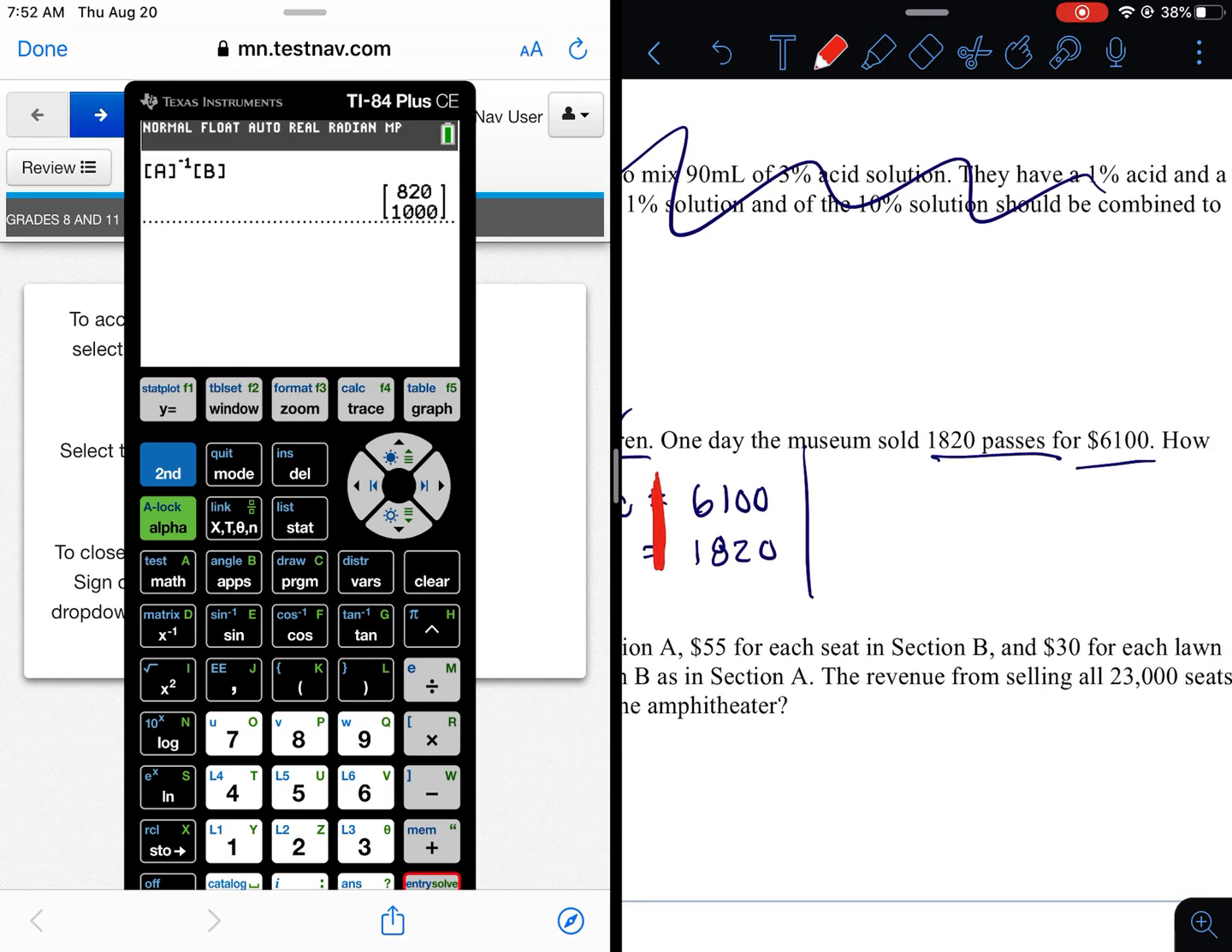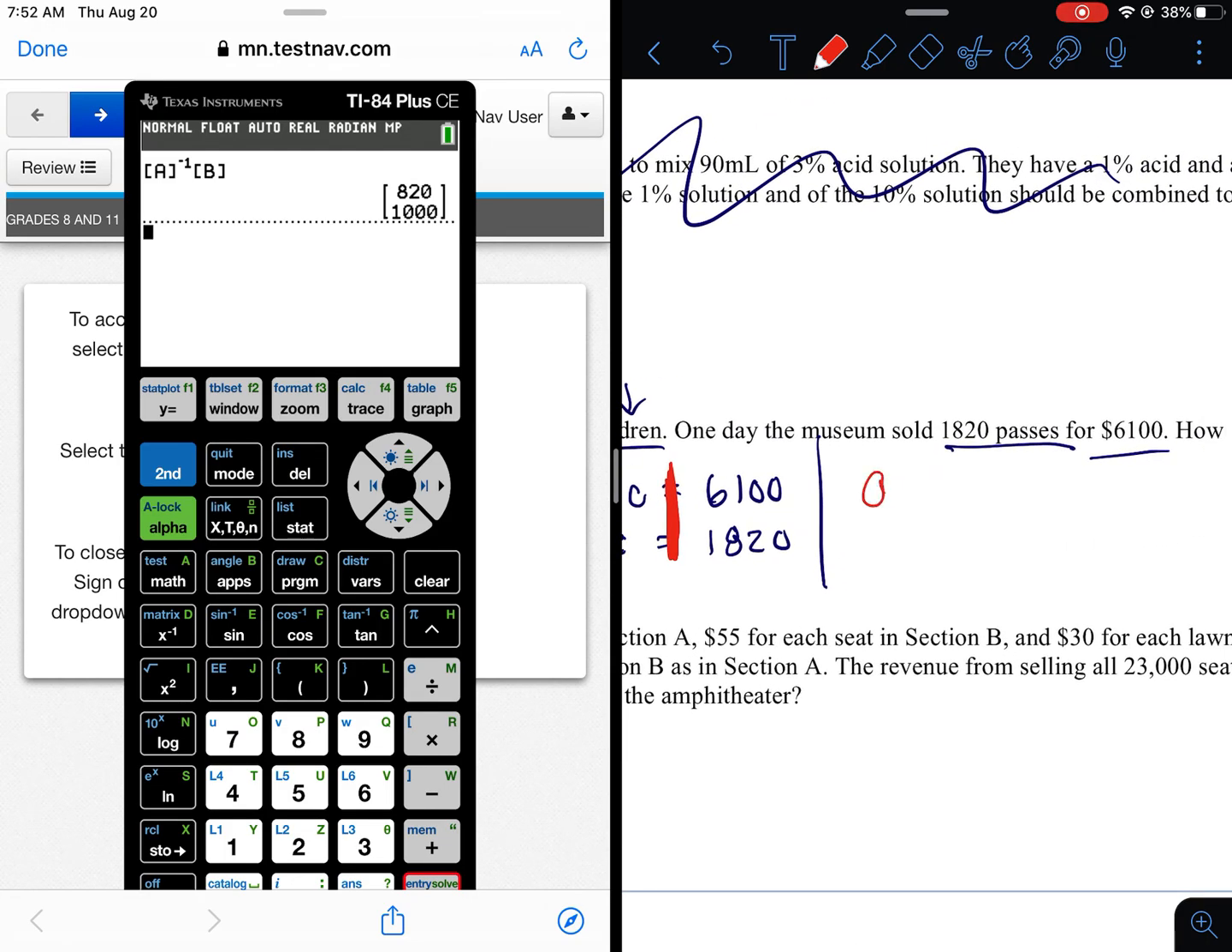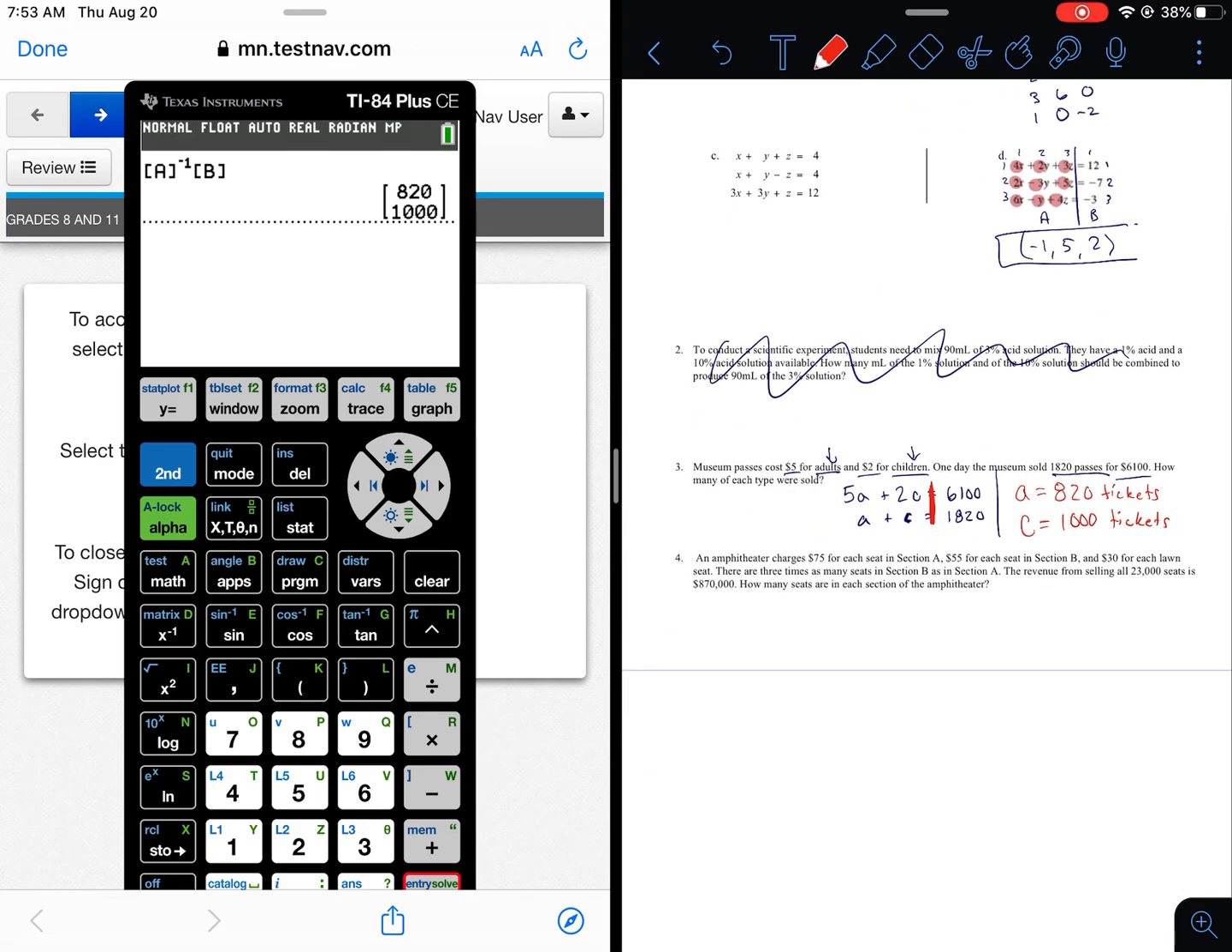So it looks like adults, because that was our first variable, adults was 820 tickets, and children 1,000 tickets. And that's it. That's all you need to do. So just set it up and then use the calculator to find the answer. You don't need to do those by hand. Okay, we're going to do one more.